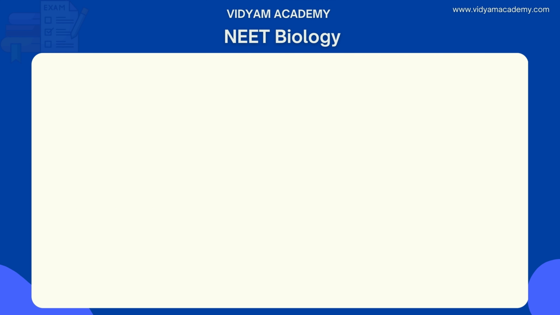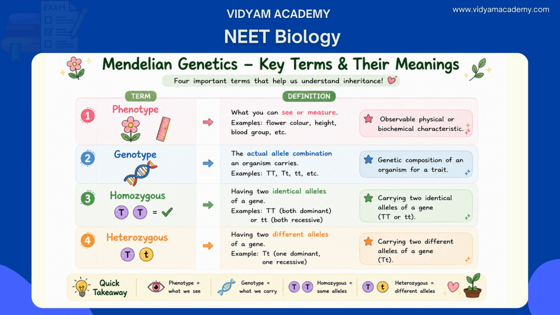Let's see. Phenotype is what you can see or measure: flower color, height, blood group, the physical or biochemical expression of the genes in a specific environment. It's called phenotype. So genotype is the actual allele combination the organism carries, so TT combinations, whether or not all of it's visible. It might be visible or may not be visible.